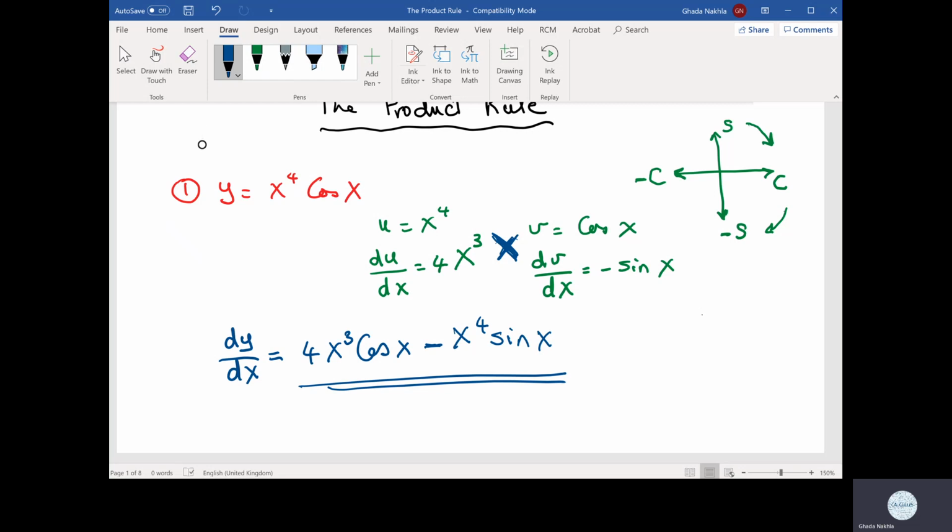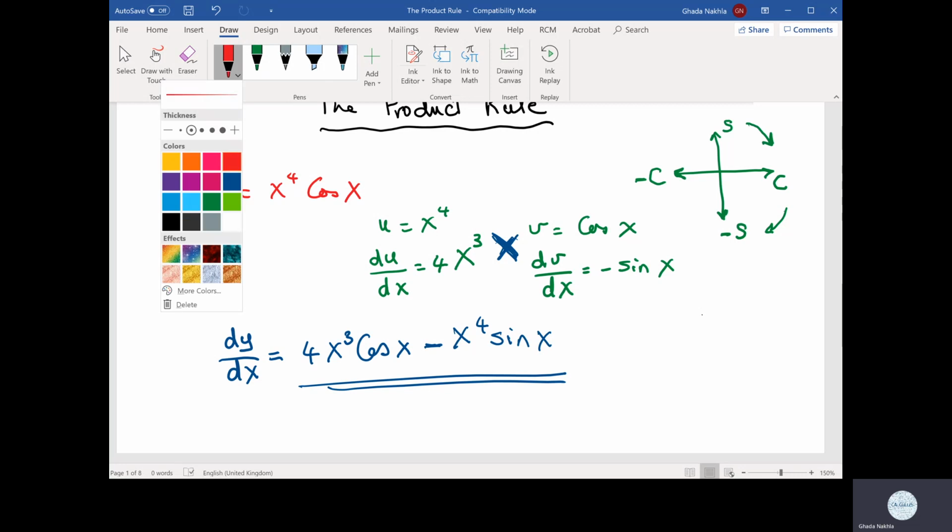Another way to look at it is the first multiplied by the derivative of the second plus the second multiplied by the derivative of the first. And if you apply this one here, you will find that 4x cubed is the derivative of this multiplied by cos x, which is the second one. So the derivative of the first multiplied by the second, plus x to the 4, which is the first, multiplied by minus sine x, which is the derivative of cos x. Okay, so either way will be fine.